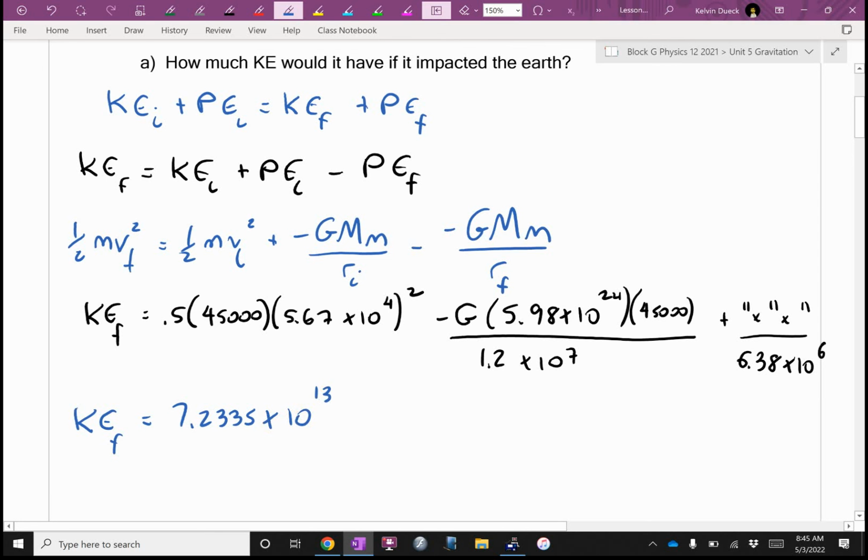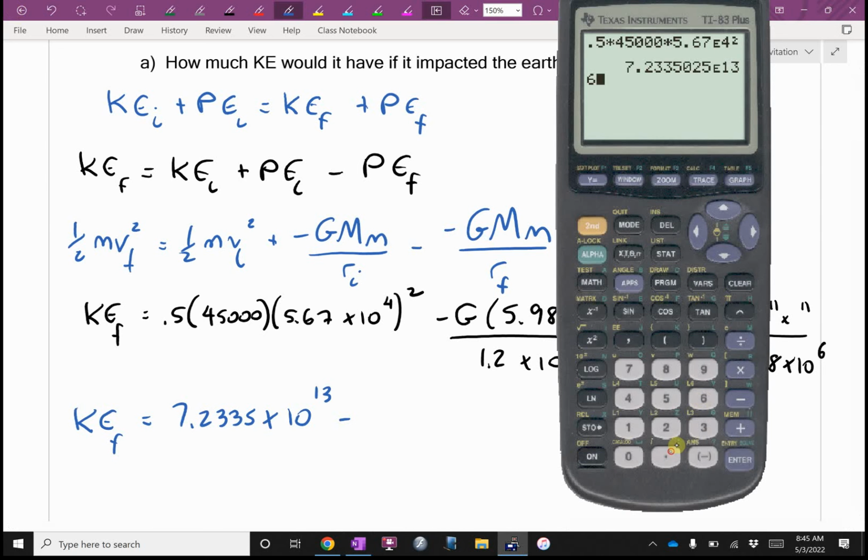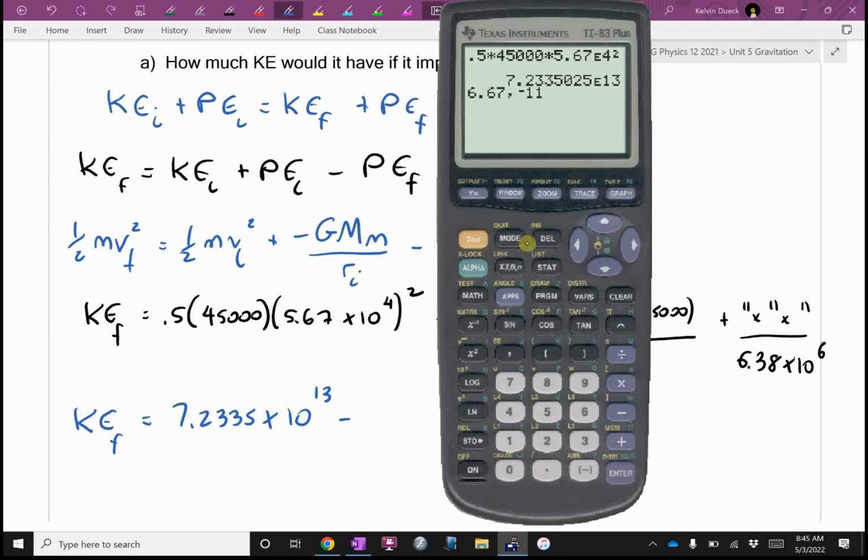Is that correct? Everybody else got that too or not? Yep. And then I'm going to have takeaway 6.67 times 10 to the negative 11. Oh, typo.